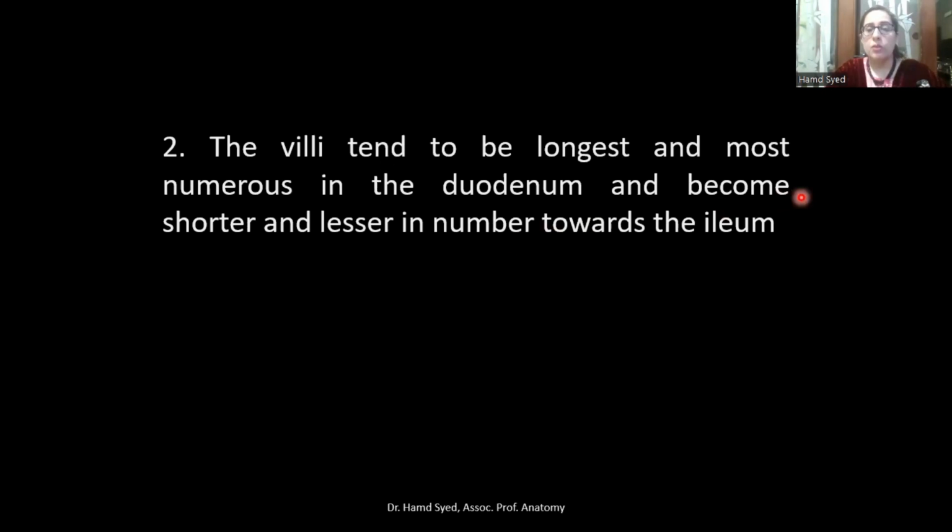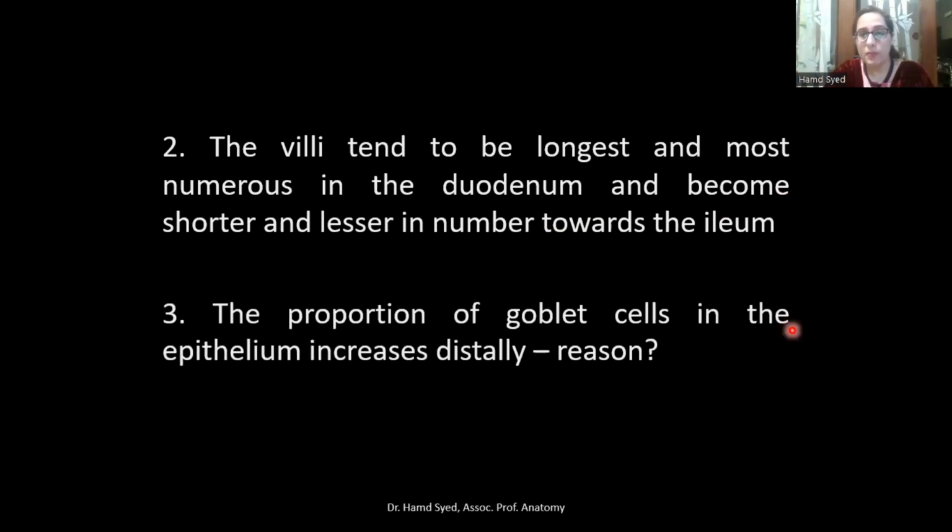Another identification point is the villi. When we look at the villi, we know that they are present in all the parts of the small intestine. But remember, they tend to be the longest and most numerous in the duodenum. And these villi become shorter and lesser in number as we go progressively towards the ileum. Another distinctive feature is that the goblet cells, their number increases as we go from the duodenum towards the ileum.